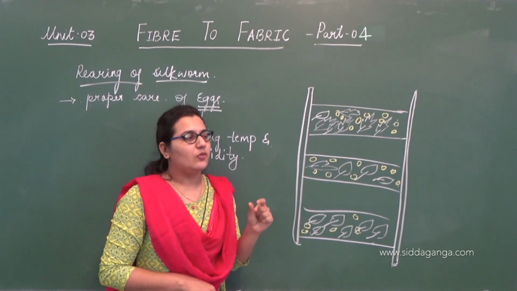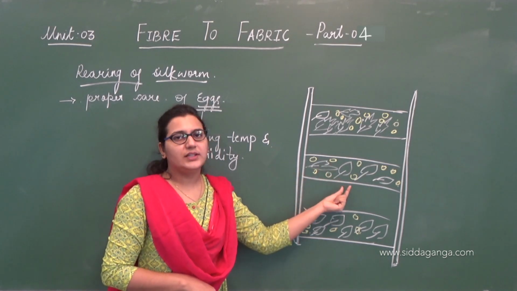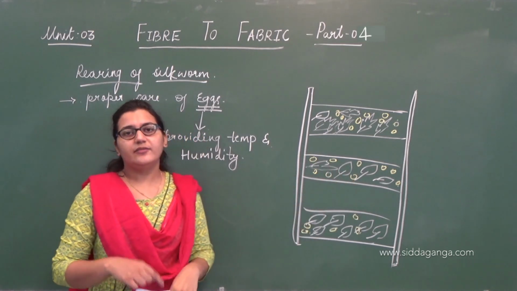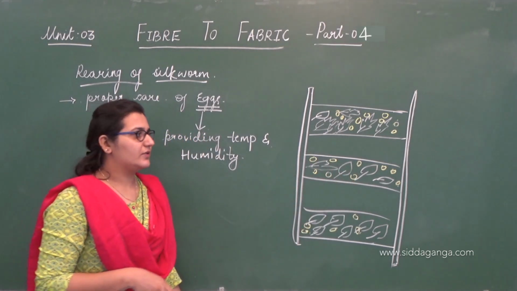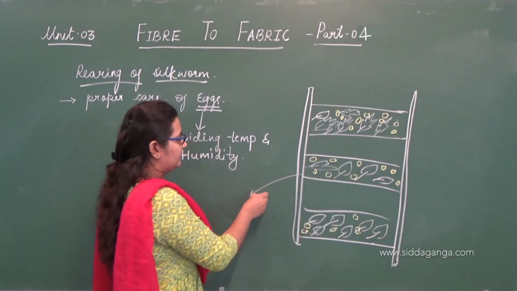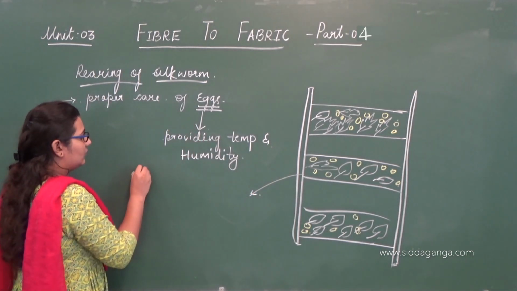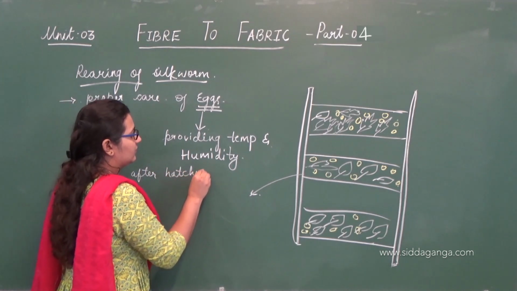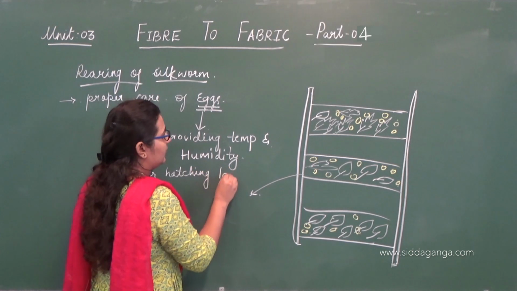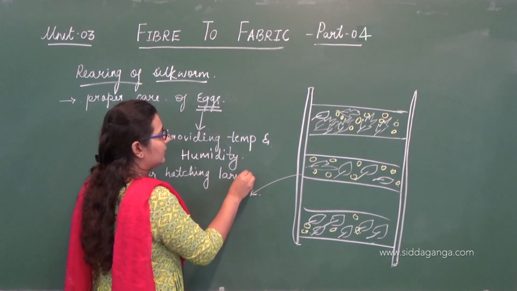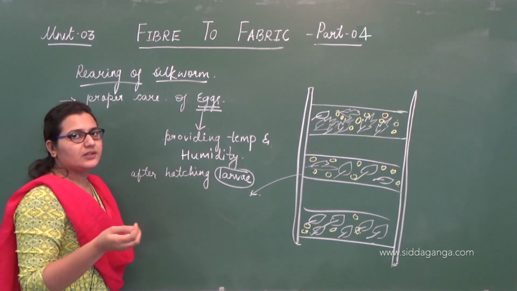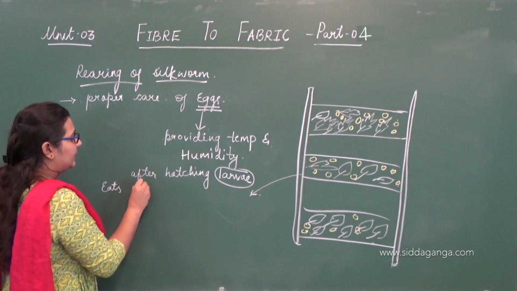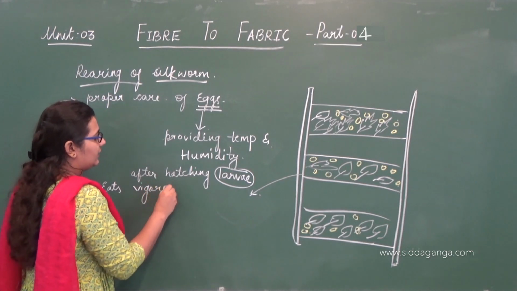After hatching, what is the next life form we get? That is the larvae. These larvae feed on these mulberry leaves, and they eat mulberry leaves vigorously. After hatching, the next life form is the larvae, or caterpillar, or the silkworm. That form eats vigorously, day and night like anything.